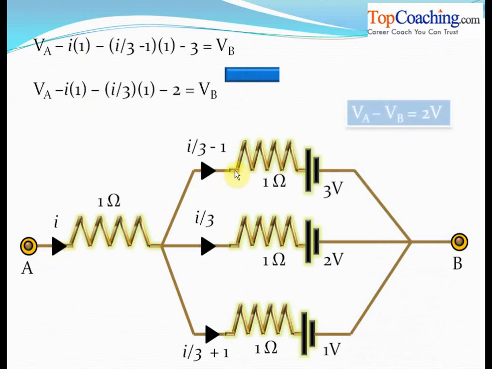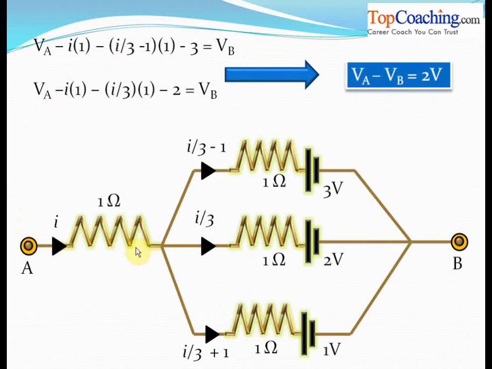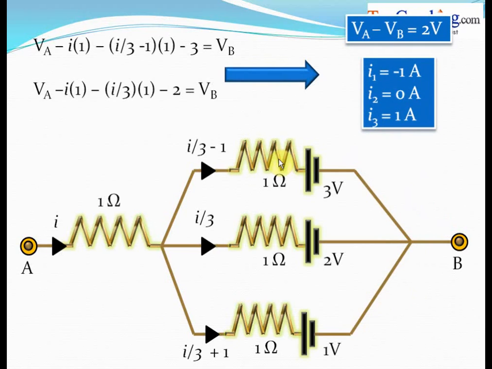When we simplify this equation, we get VA minus VB equal to 2 volts, and we get the value of I as 0 amperes. When we get the value of I as 0 amperes, substituting the values of I in I by 3 minus 1, I by 3 and I by 3 plus 1, we get the values of I1, I2 and I3 as minus 1 amperes, 0 amperes and 1 ampere respectively. Understood? So we have calculated the values of currents in each branch of this circuit, and we have calculated the potential difference between points A and B, which is 2 volts.